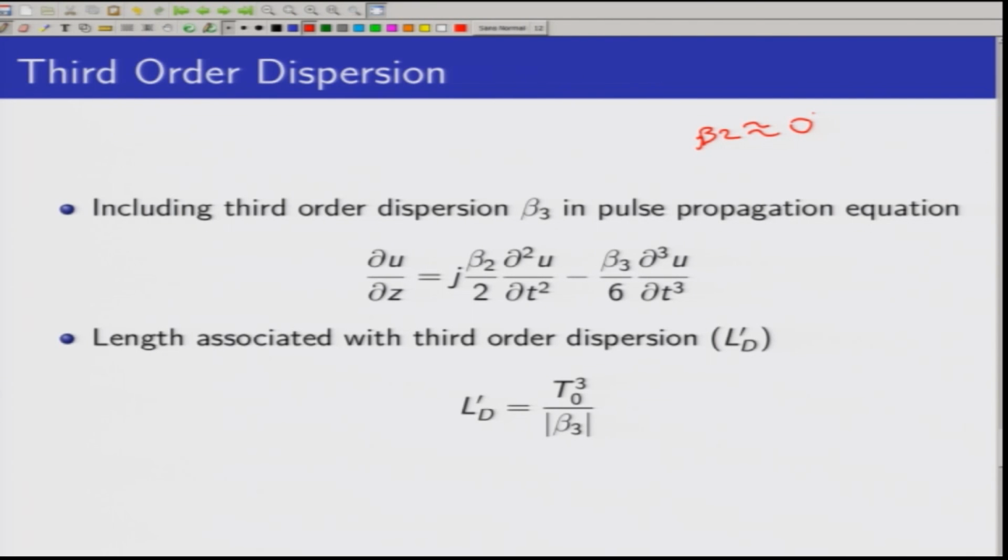However, if in any of the above cases we do have to consider beta 3, then the pulse propagation equation that we studied previously becomes this, where we have another term, which is beta 3 by 6 times the third partial derivative of u with respect to t. And again, for convenience, we will define the third order dispersion length, which is given by the pulse width cubed by beta 3, the third order dispersion parameter.